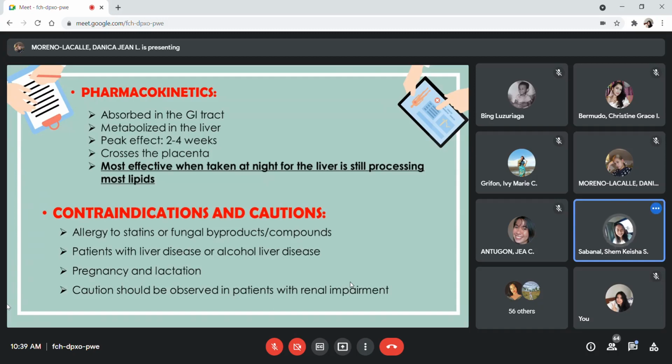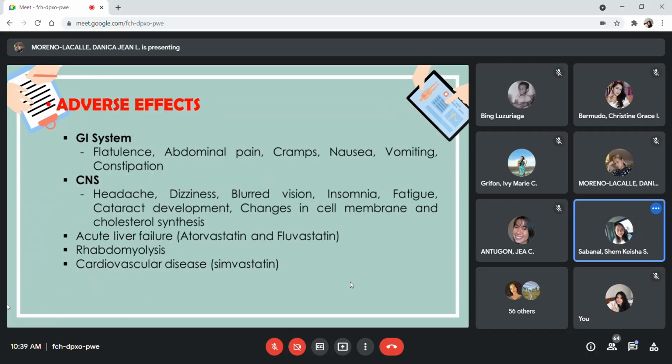So next slide, please. Okay, here we have the adverse effects. We have the adverse effects in our GI, in our CNS, and also there have been records of acute liver failure for atorvastatin and fluvastatin, and this drug can also have an adverse effect of rhabdomyolysis. So what is rhabdomyolysis? It is the muscle breakdown or muscle death. And for simvastatin, there have also been records of patients having cardiovascular disease. Okay, next slide, please.